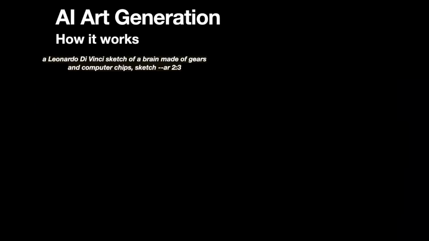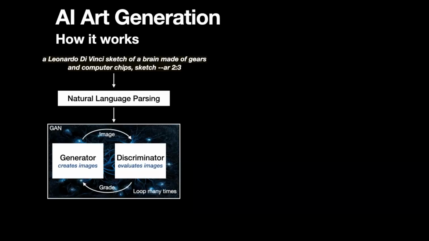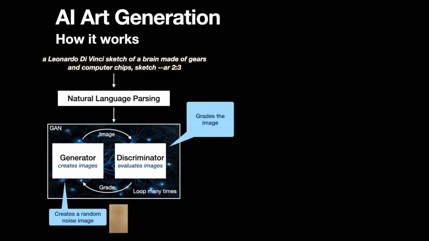So, a Leonardo da Vinci sketch of a brain made of gears and computer chips. I want it as a sketch. I'm giving it an aspect ratio of 2:3. It goes to the natural language parsing engine, that goes into this thing called a GAN, which is the generator talking to the discriminator. The generator creates a random noise image and sends that to the discriminator, and the discriminator knows how to understand random noise images and gives the generator some information as to how to make it more like the description. So it grades the image, and then the generator refines the image.